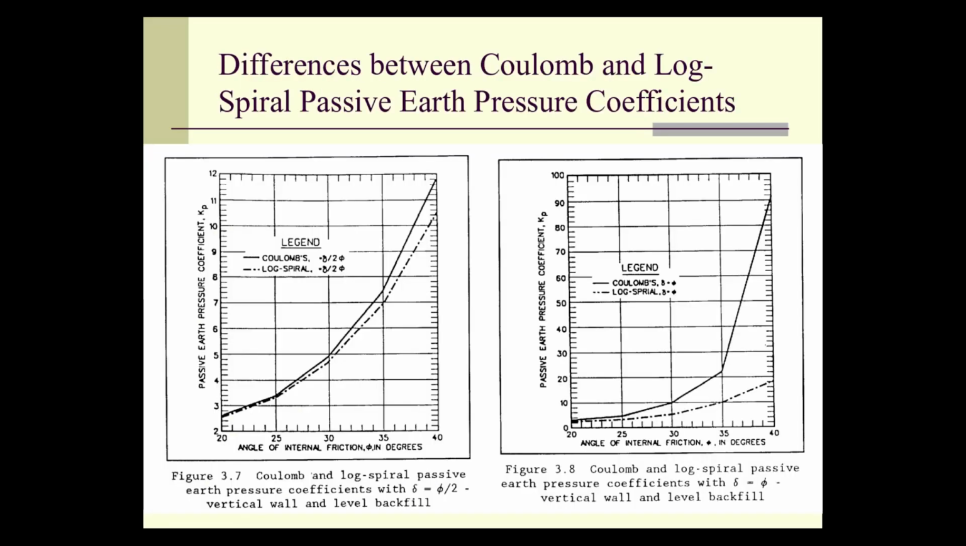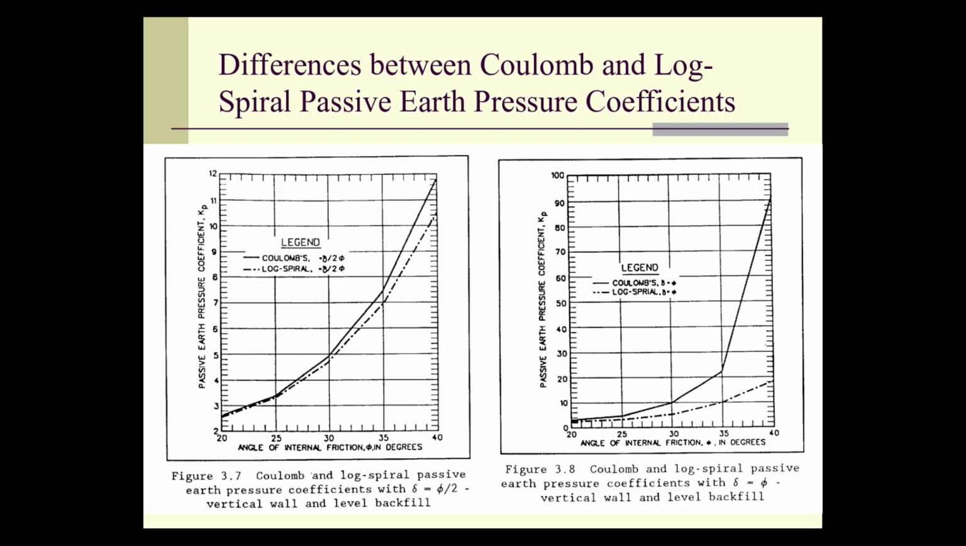If you look on the left, if delta is equal to phi over 2, vertical wall, level backfill, a pretty typical situation, Coulomb and log spiral don't vary that much until you get to very high friction angles. And really, by the time you're at 40, there are not many soils that go 40 degrees friction. Not many, unless you've got some very angular gravel. That's about it.